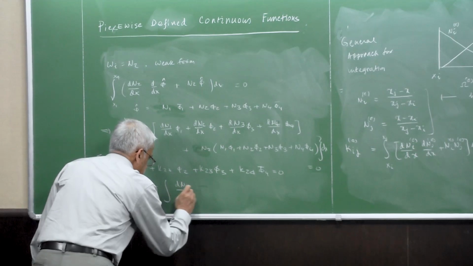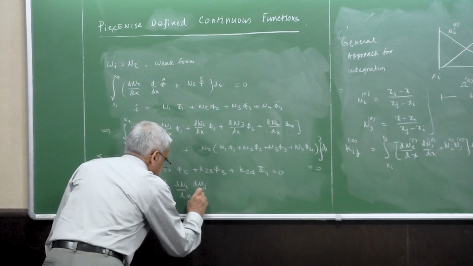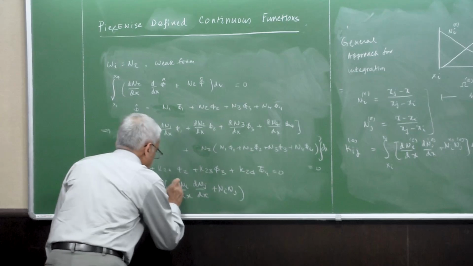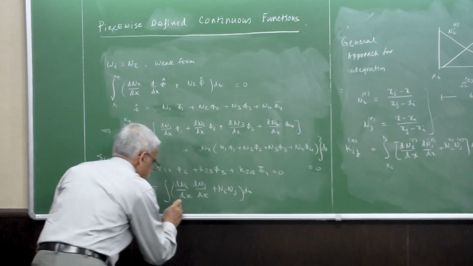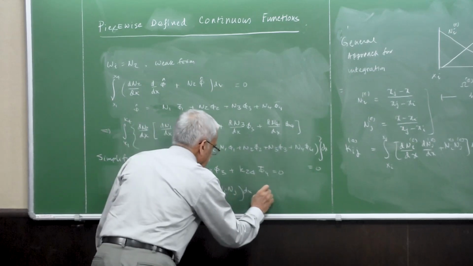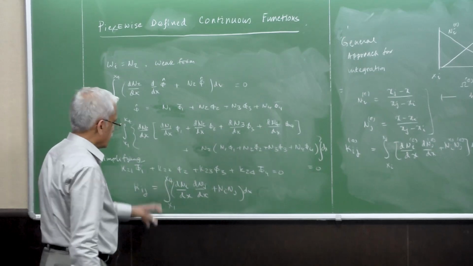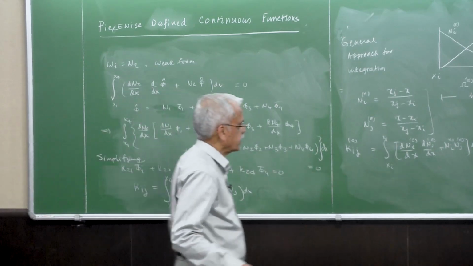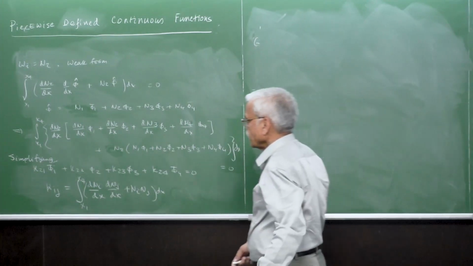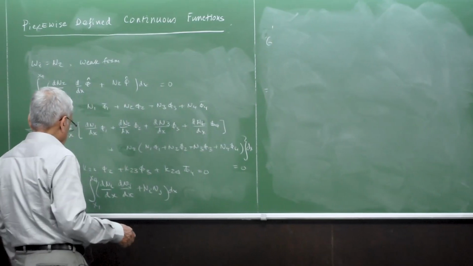Or for that matter we can even write Kij as integral of dNi by dx, dNj by dx, and this is for the whole domain. This is what Kij in general is. That's what you can infer from here. This is what we were doing for a very generalized element. Okay, here this Kij is all the way from x1 to x4.